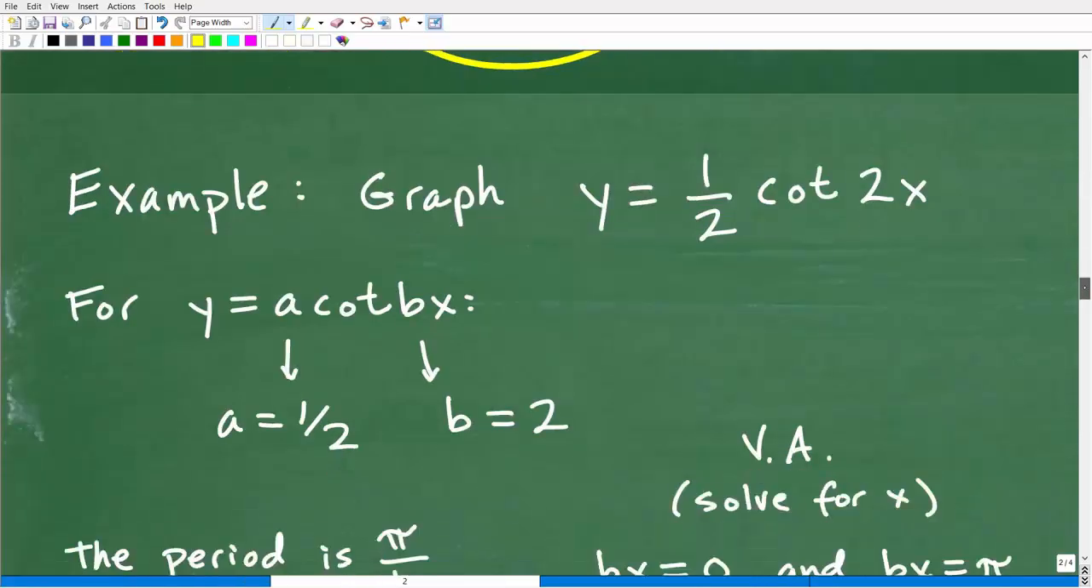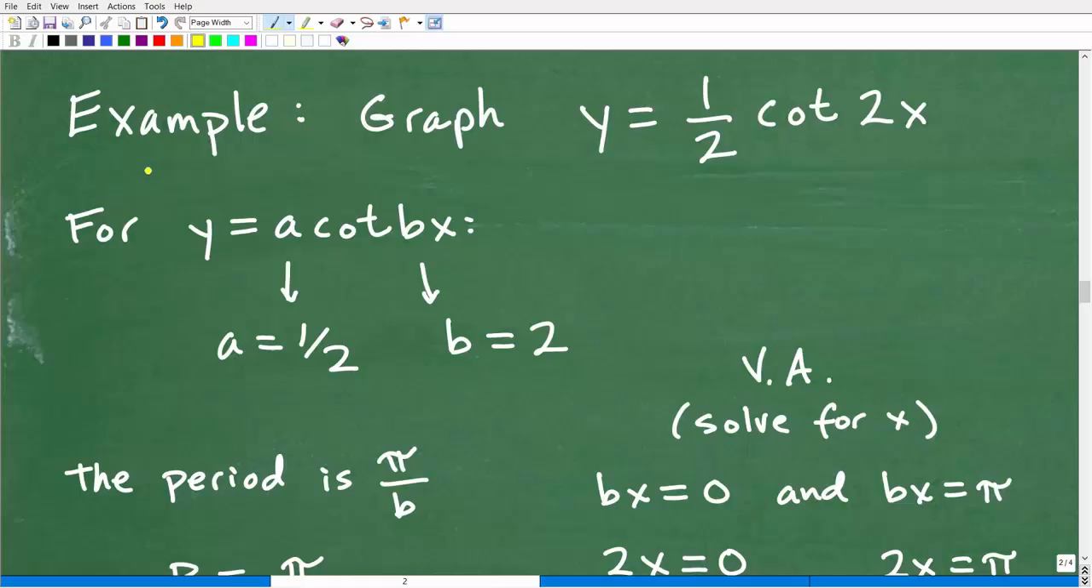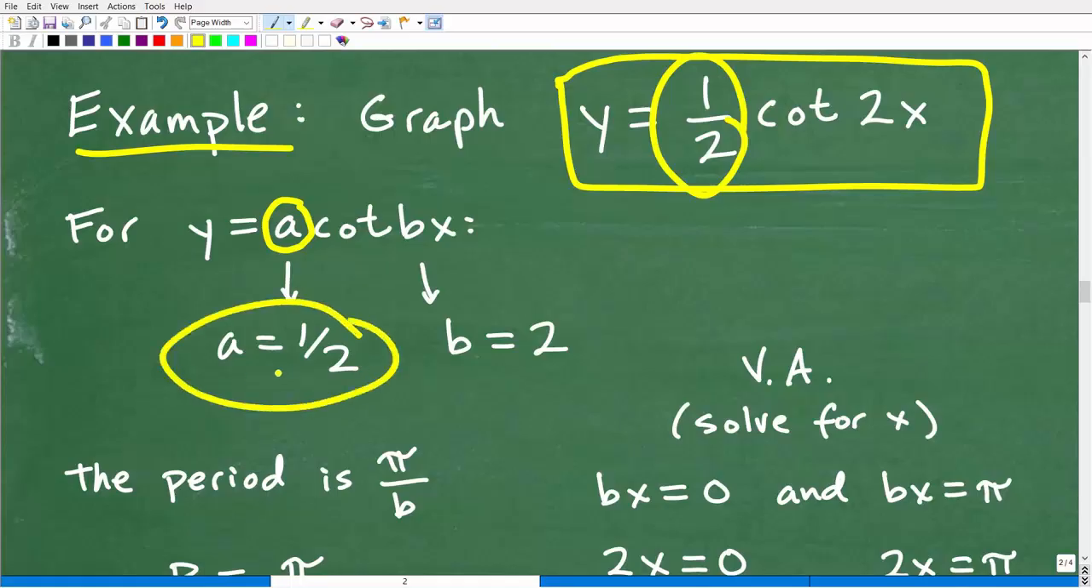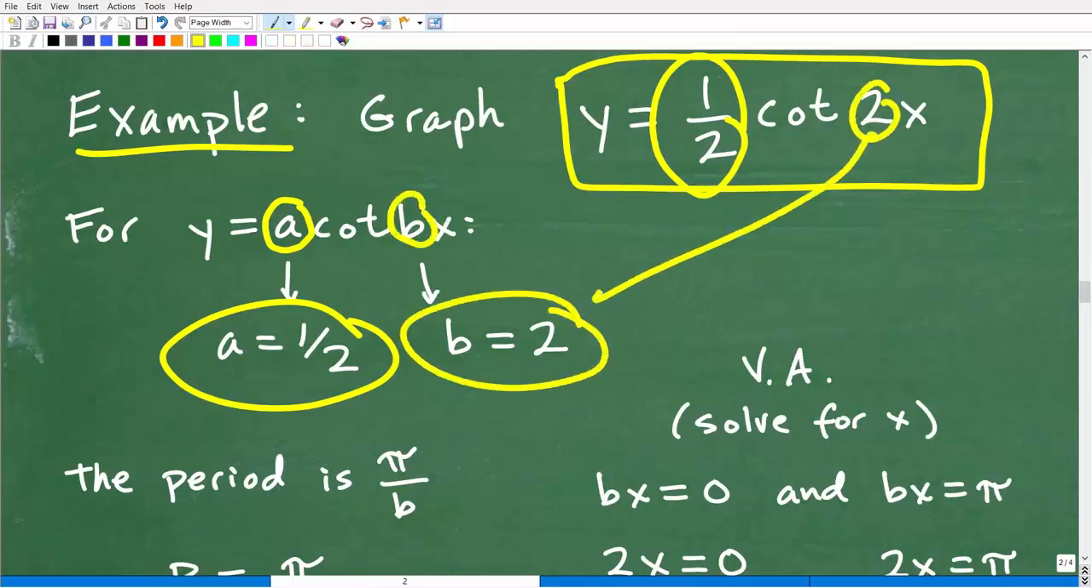Okay, so let's go and do this example problem now, which of course is the problem for this video, and we're going to graph y equals 1/2 cotangent 2x. So we're going to go ahead and apply the steps that I just covered, okay? All right, so here is our general equation, y equals a cotangent bx. So the number in front of cotangent right here is going to be a, right? So that's a is equal to 1/2, and then b right here is going to be equal to 2. All right, so there is our b value, it's 2, and our a value is 1/2.